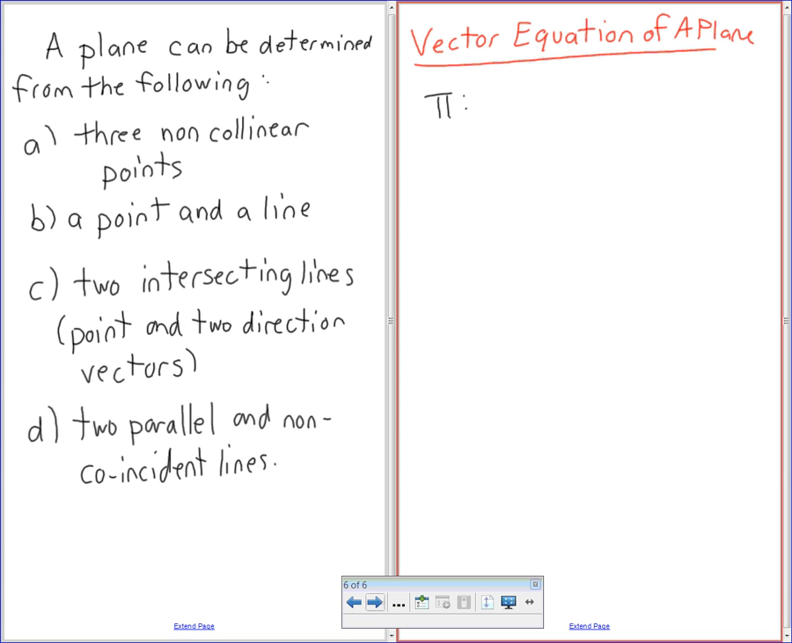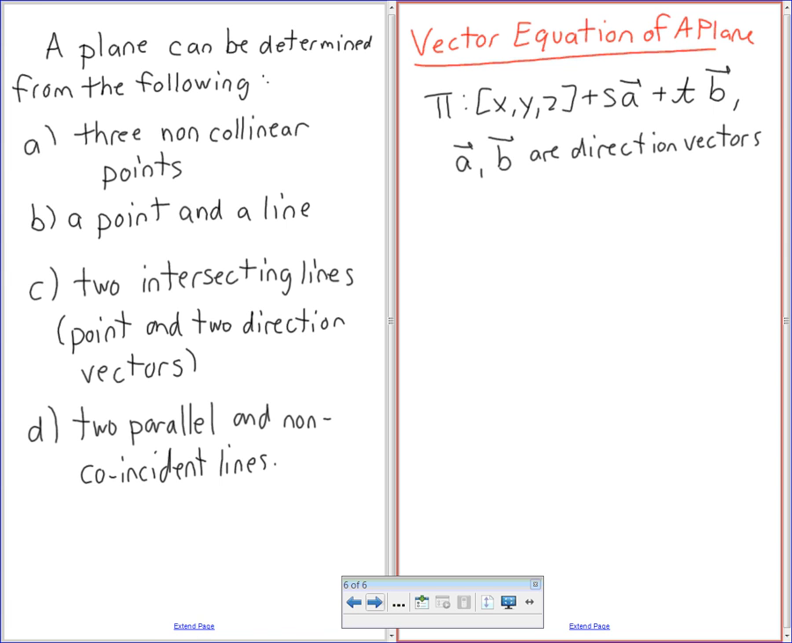pi. What's that, sir? Is S a vector? No, just A is a vector. S is just a scalar number, yeah, just a number there.